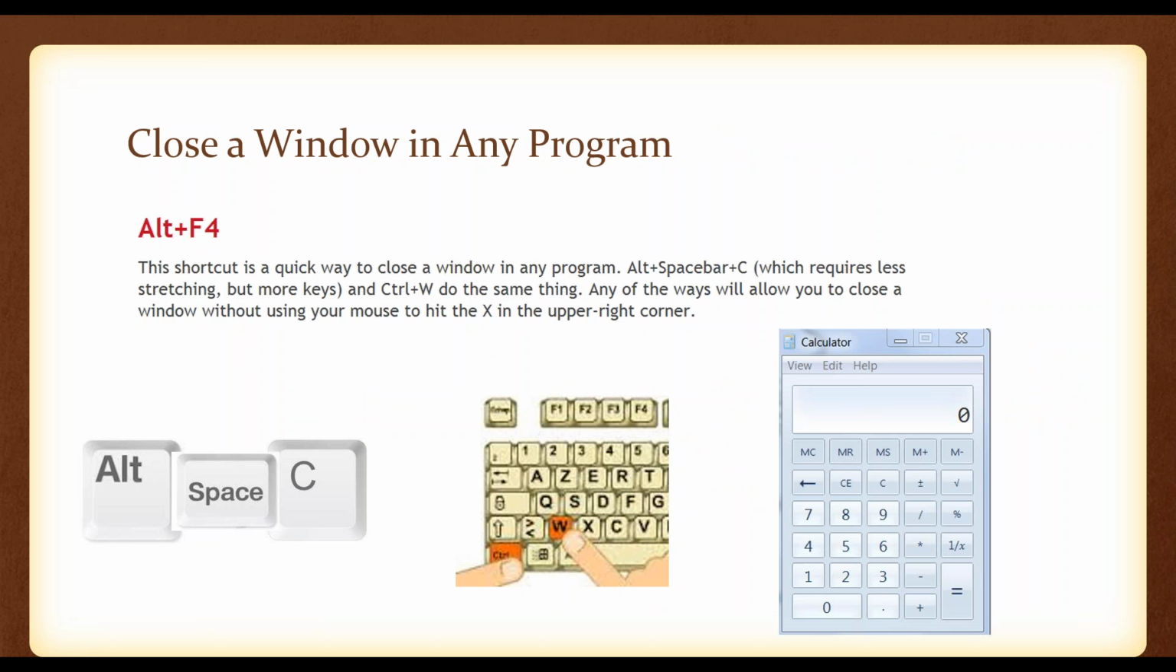Another good one is no matter what program you're in, if you hit Alt plus F4, it will close the window. And I think that's really a nice thing to do. Sometimes we, like I say, we have so many things open that we can't find something. You can also use, again, it's redundant, but you can use Alt plus the spacebar plus C, and you can also use Control plus W. It's kind of crazy how many different shortcuts you can actually use. They do the same thing, but they're all a little bit different.